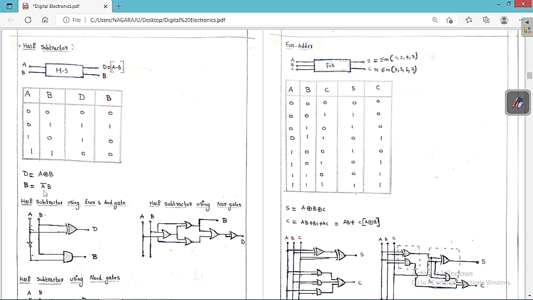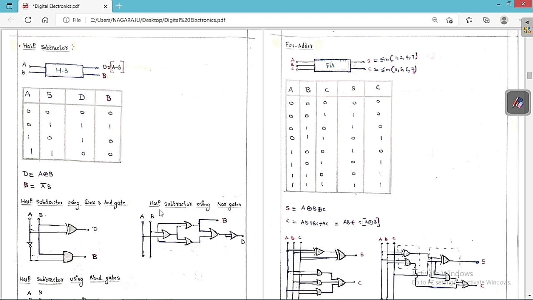But now we have to do A bar. A bar means you have to keep your NOT gate. Here we are going to get A bar and this is B. So output B, this value, is equal to A bar into B. So with the help of one XOR gate, one AND gate and one NOT gate, we are going to build a subtractor. So this is the circuit diagram if you want to build a subtractor using one XOR gate, one AND gate and one NOT gate.